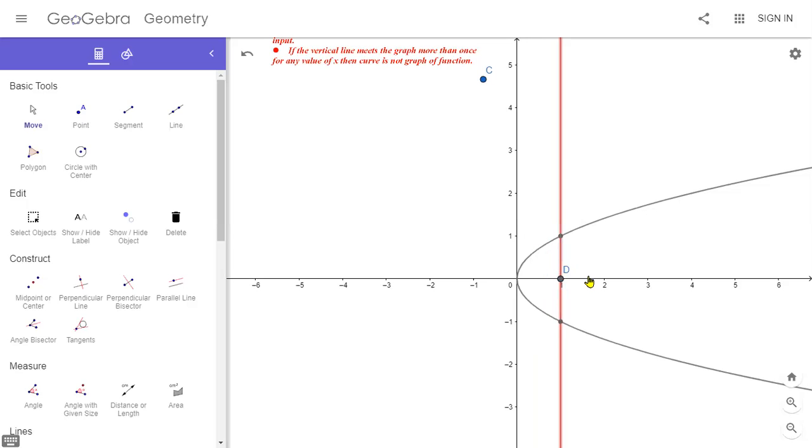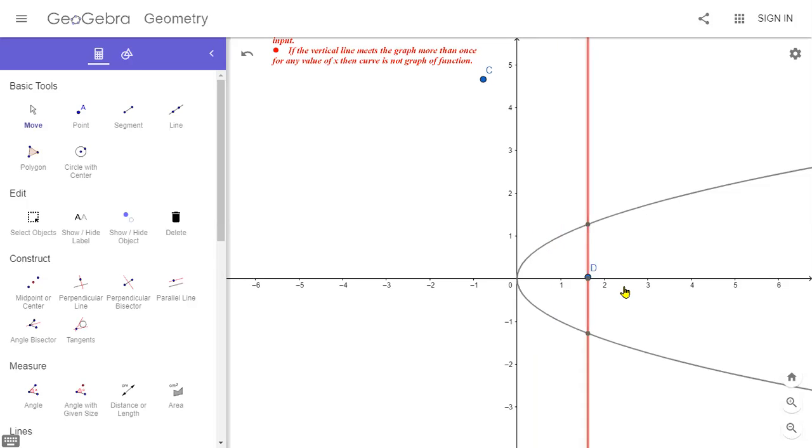Let me check the next inputs. We can take any value of x here. For any value of x, this vertical line meets this curve two times, one time at this point and the next time at this point. Here it is two times. Let me use the other values and check the next value.